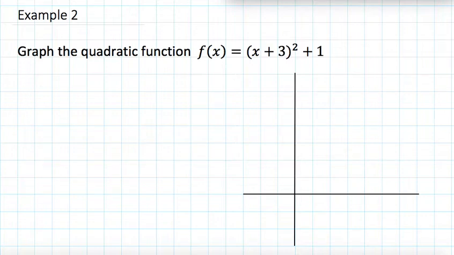Next we're going to look at example 2. This is really similar to example 1. There's not a lot in here that's new or different. So we're going to start by identifying if the parabola is going to open up or down. In this case, there's no number in front of the parentheses, so it's an automatic positive 1, which is positive. Which means that it opens up.